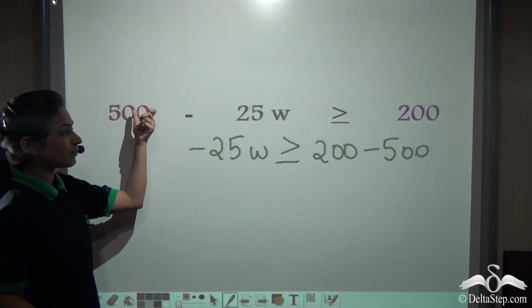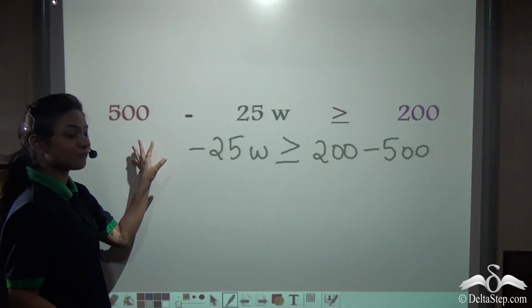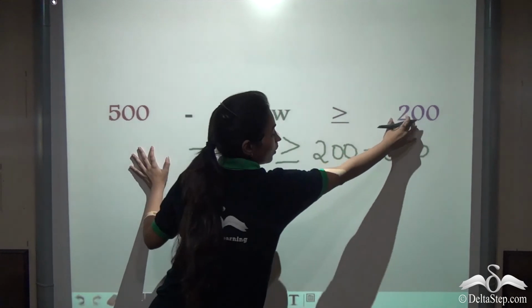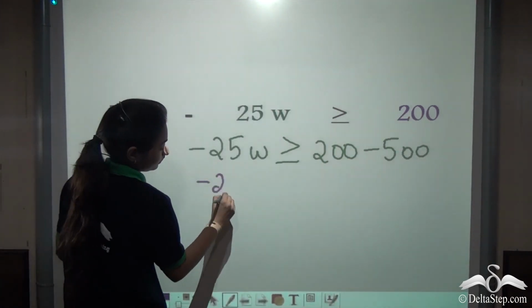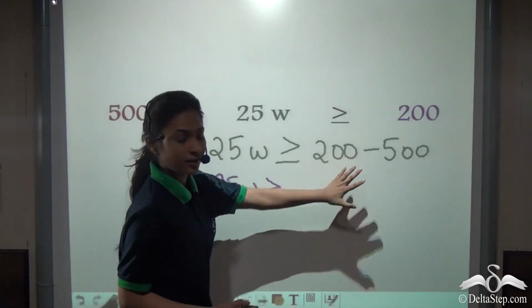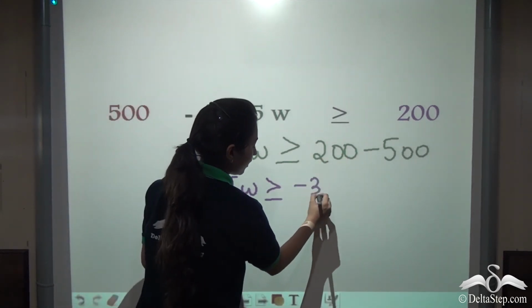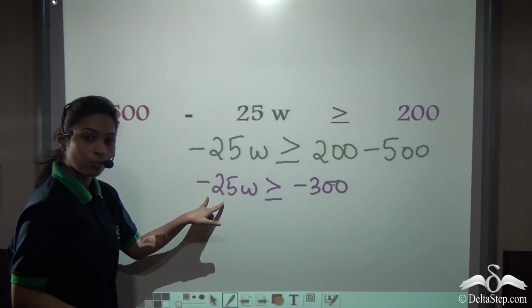So subtracting 500 from this side will give me 500 minus 500, that is 0, and I have not written that. And this side, 200 minus 500, I have written. So let us solve this. 200 minus 500 gives us minus 300. So you can see I'm having a negative on both the sides.